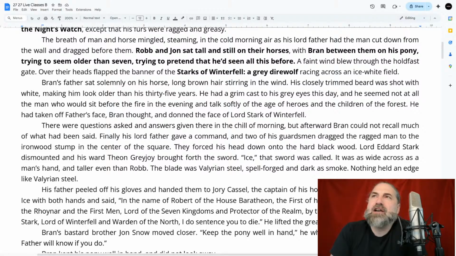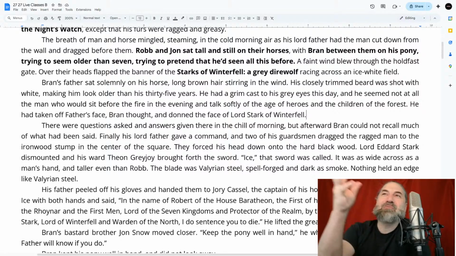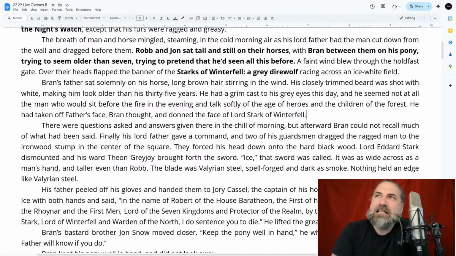Bran's father sat solemnly on his horse, long brown hair stirring in the wind. His closely trimmed beard was shot with white, making him look older than his 35 years. He had a grim cast to his gray eyes this day, and he seemed not at all the man who would sit before the fire in the evening and talk softly on the age of heroes and the children of the forest. He had taken off father's face, Bran thought, and donned the face of Lord Stark of Winterfell.